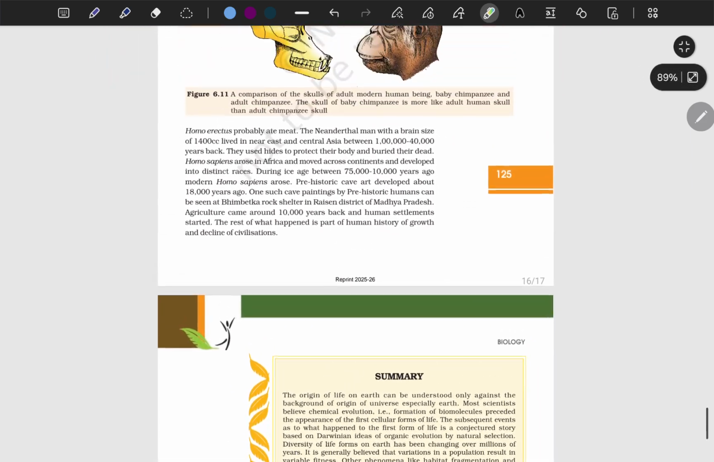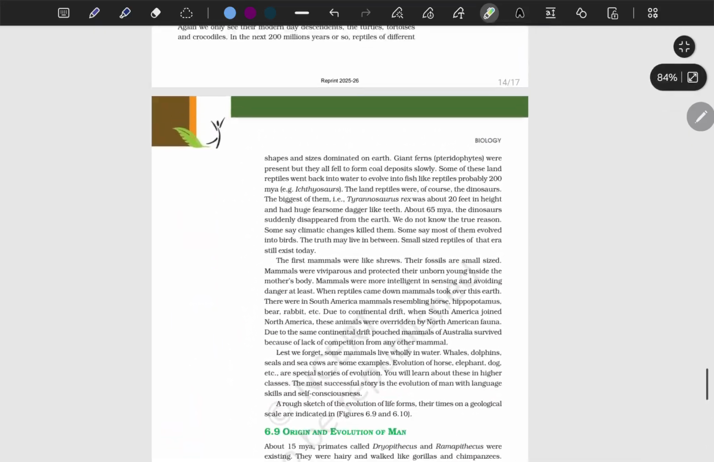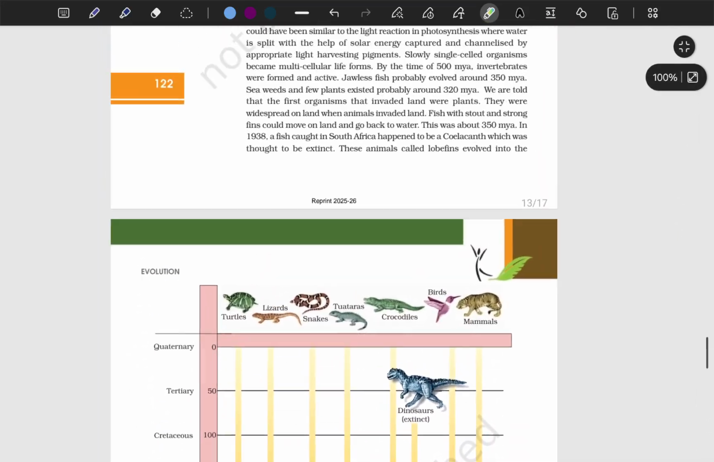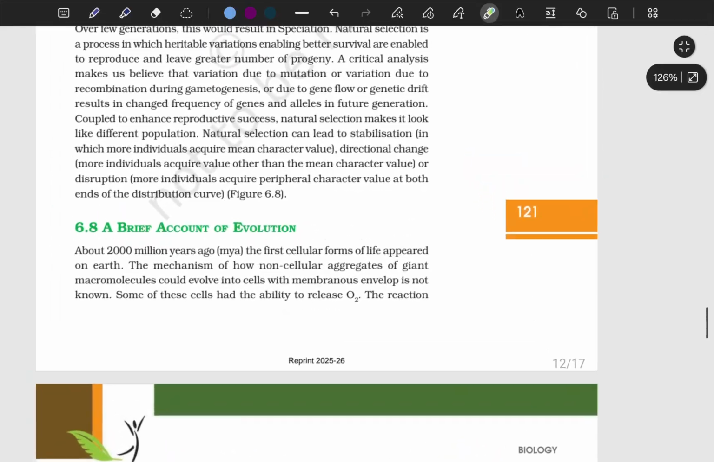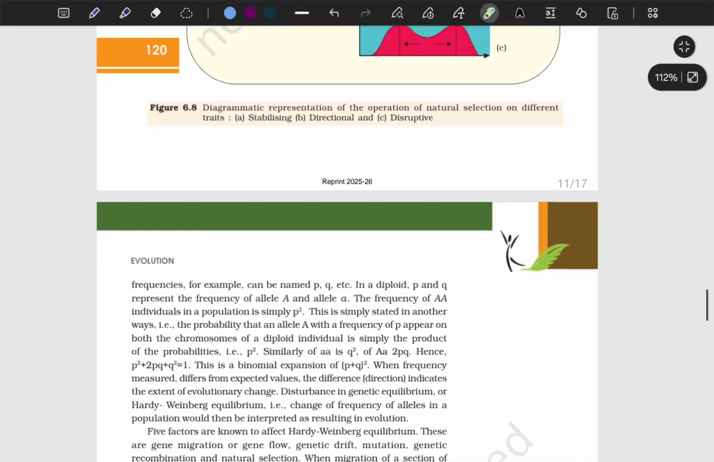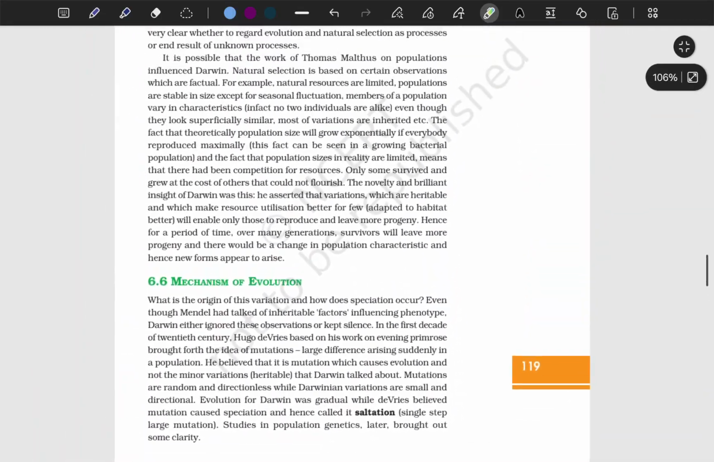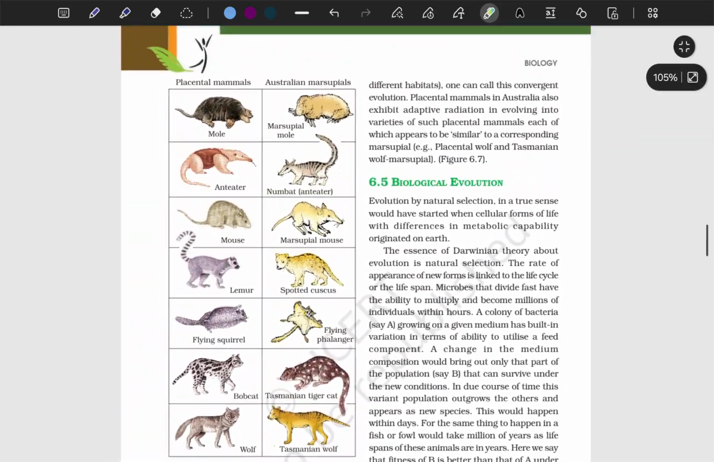This was all about the chapter Evolution, part 2. So we have completed the chapter Evolution completely. I hope you all understand the chapter and now will be able to solve the problems.